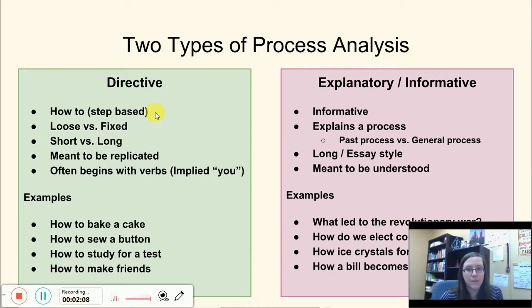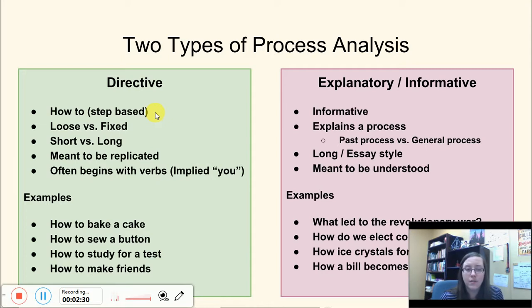There are two types of directive process analysis. There's a loose process analysis, which means you can kind of loosely follow these steps. You don't have to necessarily go in exactly this order, and also there may be additional steps that work for some people that might not work for you. In our list of examples here, you'll see how to study for a test and how to make friends.